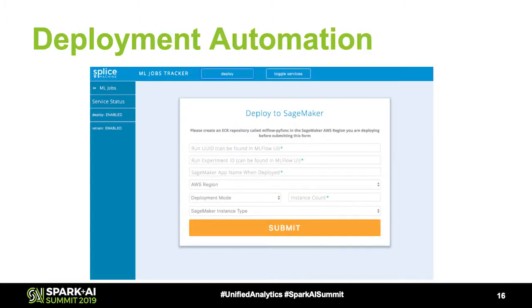Lastly, we do have this UI that helps with deployment automation. So we have a simple way of taking a model that's been saved and making a very simple process to take that saved model and deploying it straight to SageMaker. And I'll show you how that works.